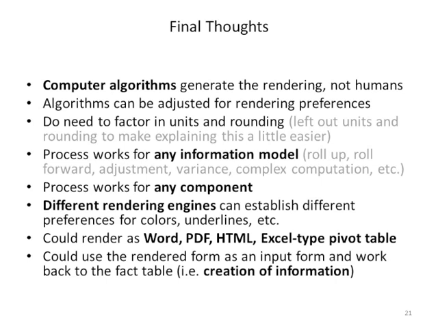This process works for any information model: a roll-up, which we showed, a roll-forward, adjustment, variance, complex computations, etc. This same process works for any component of a financial report. Different rendering engines can establish different preferences for color, underlines, etc. You don't have to use the funky colors that I use to help make the information stand out. You can just use normal formatting. You could render this information as Word, PDF, HTML, Excel type pivot tables, or whatever.